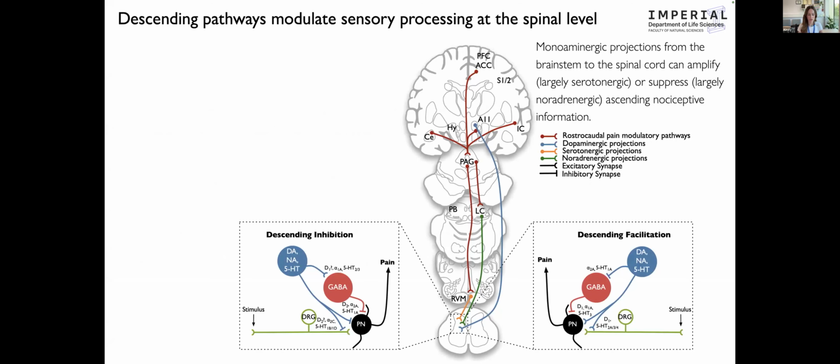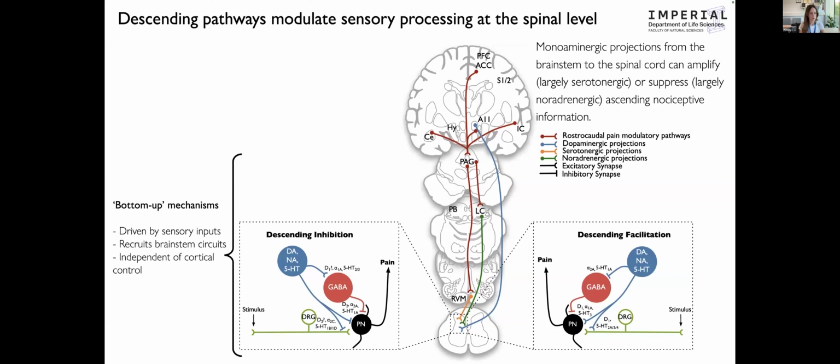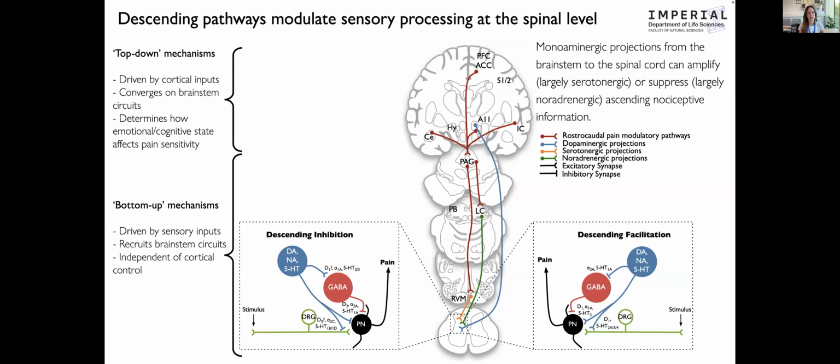So the breadth of circuit diversity isn't captured by diagrams like these, but the key loci that are investigated are shown alongside the terminology for these projection pathways and associated pharmacology. And of course, we know that there are bottom-up mechanisms that are driven by sensory inputs that recruit brainstem circuits and are independent of cortical control, versus top-down mechanisms that are driven by cortical inputs that converge on brainstem circuits and ultimately determine how our cognitive state can affect pain sensitivity, precisely because they have an impact on spinal neuronal transmission processes.